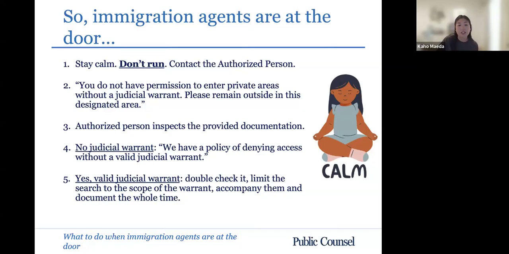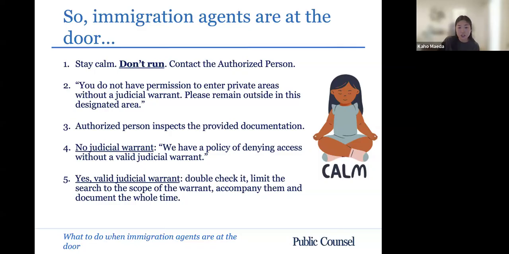If the ICE agent is outside or outside the door, the authorized person can say, "You do not have permission to enter private areas without a judicial warrant. Please remain outside in this designated area." If the agent has some kind of documentation, the authorized person will inspect the provided documentation. Is it a search warrant, an arrest warrant? You want to make sure that you're reading these documents with specificity because they need a valid judicial warrant in order to search private areas, as Cassidy was explaining earlier.